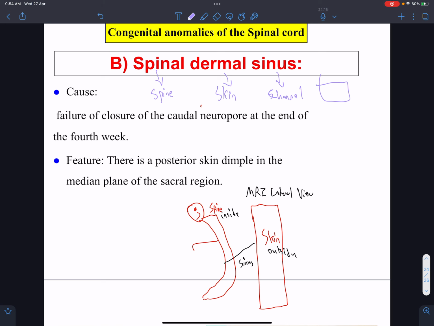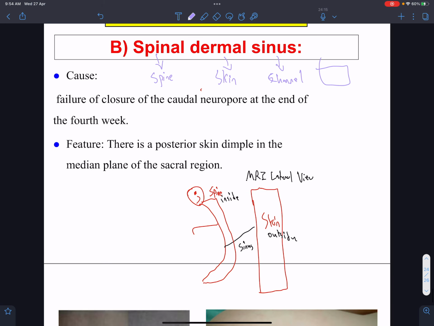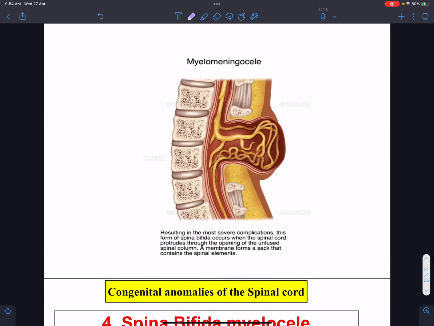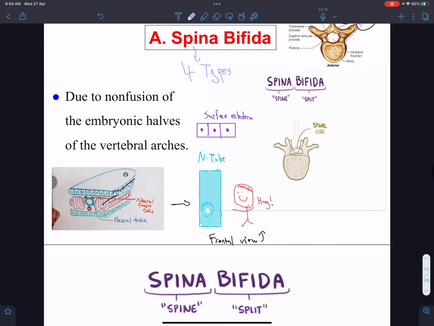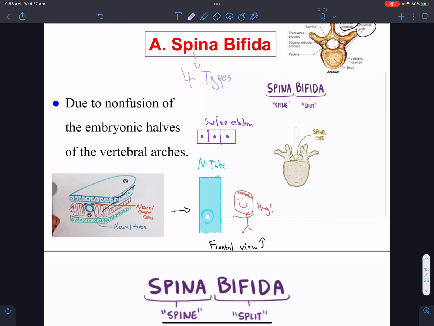You'll get the reason why it's called spinal dermal sinus. The cause is failure of closure of the caudal neuropore at the end of the fourth week. The same reason I told you before: the neural tube must be closed for the mesoderm to hug it, for tube reformation. And also the neural tube must be closed so the development of the CNS is separate from the development of the skin, the surface ectoderm, separate from the neuroectoderm.